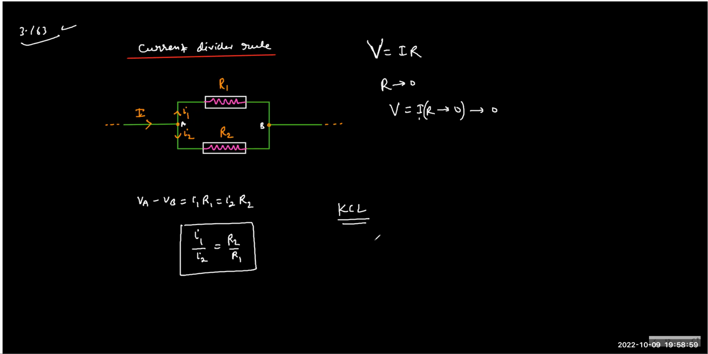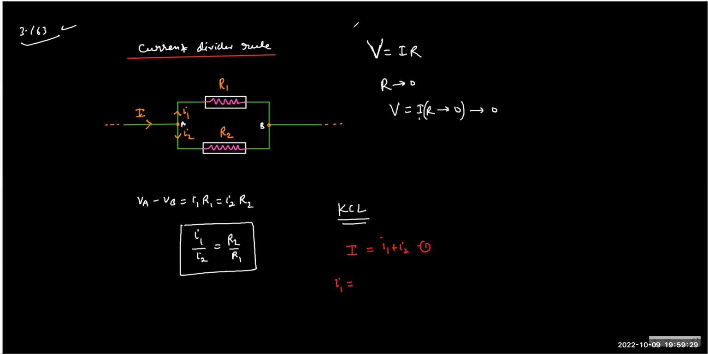So what is the incoming current at the junction A? It is I. What is the outgoing current from the junction? I1 plus I2. So the sum must be equal to I, isn't it? If you know the sum of two numbers and you know the ratio of the numbers, can you find the numbers? That's pretty easy. Solve and tell me what is I1.